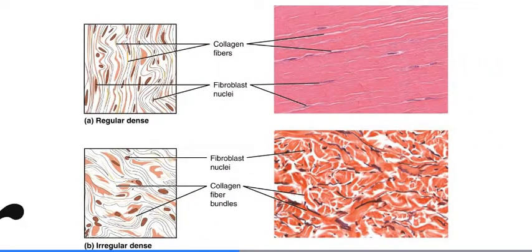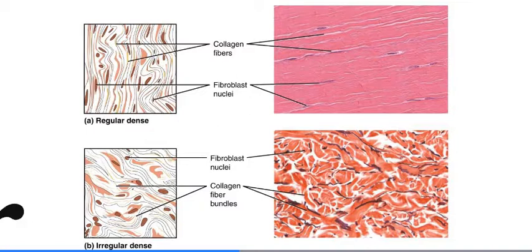This figure shows dense regular and dense irregular connective tissues side by side. And really this is a good way to consider them rather than separating them out, because they're essentially the same thing, which is densely packed collagen fibers with the occasional fibroblast there to help maintain those fibers. The difference is, and this is the root of why they have different names, how the collagen fibers are arranged.